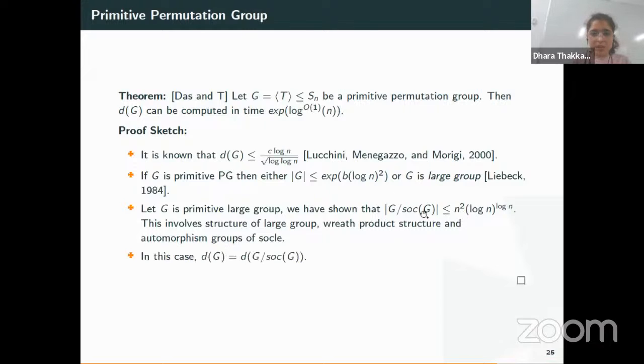Then there is a result that says that d of G will be equal to d of the quotient group when the quotient is taken by this special minimal normal subgroup, which is the socle of the group G. So that is how this quasi-polynomial time algorithm result follows. This is how we proved a quasi-polynomial time algorithm to find d of G for primitive permutation groups.